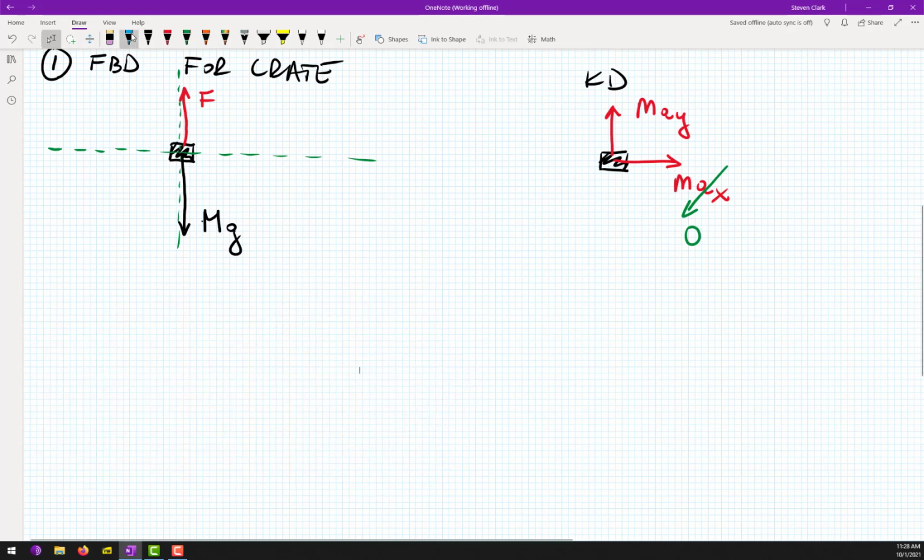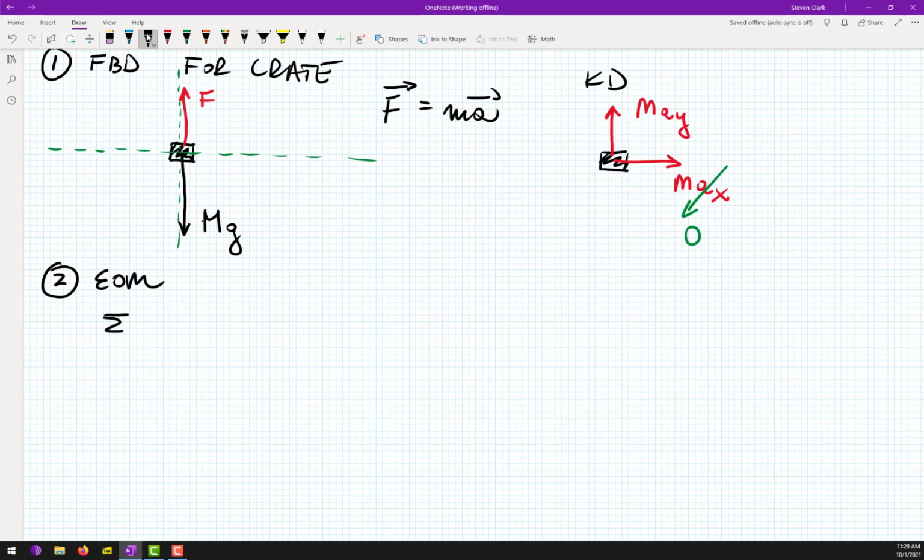Okay, we are done with FBD and KD. Once again, just for the last time in the semester, F equals to MA. Second step of our solution is EOM. So let me do it quickly. Forces along the x direction. This is positive direction. 0. Yep. That's why MAX is, oh, sorry. Oops. That's not true. That's why this guy is 0.